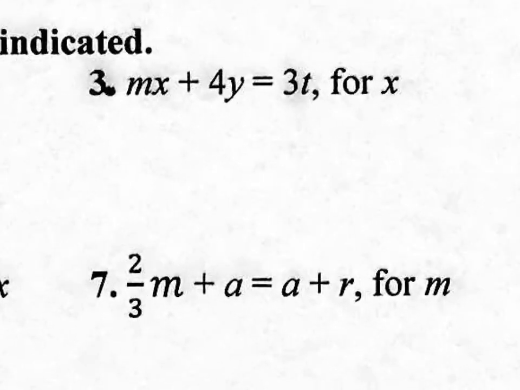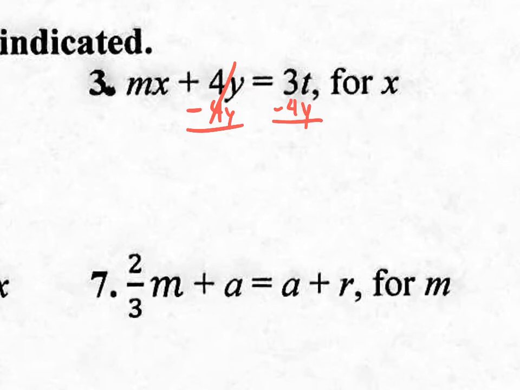Number 3, they want us to solve for x, and x is clearly on the left side of the equal sign. So I need to get x by itself. What do I get rid of first? I want to get rid of the 4y first by doing the opposite of plus 4y, which is a minus 4y. That'll cancel out. What you do to one side, you do to the other side.